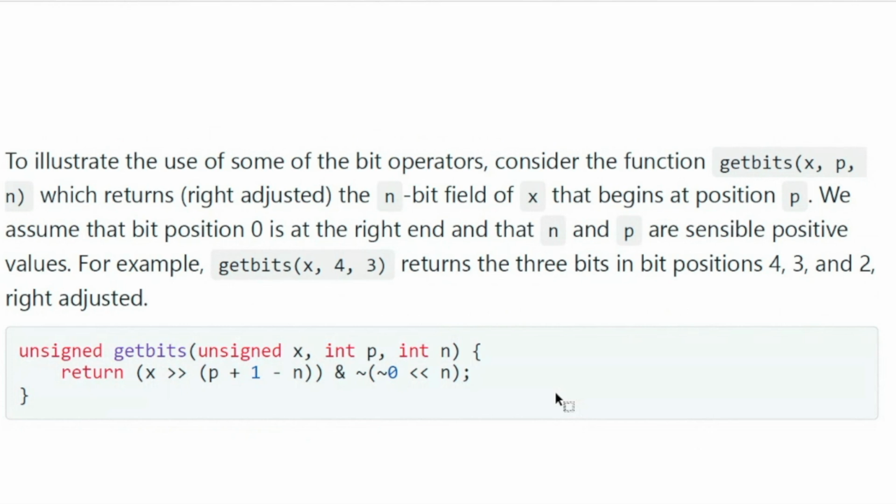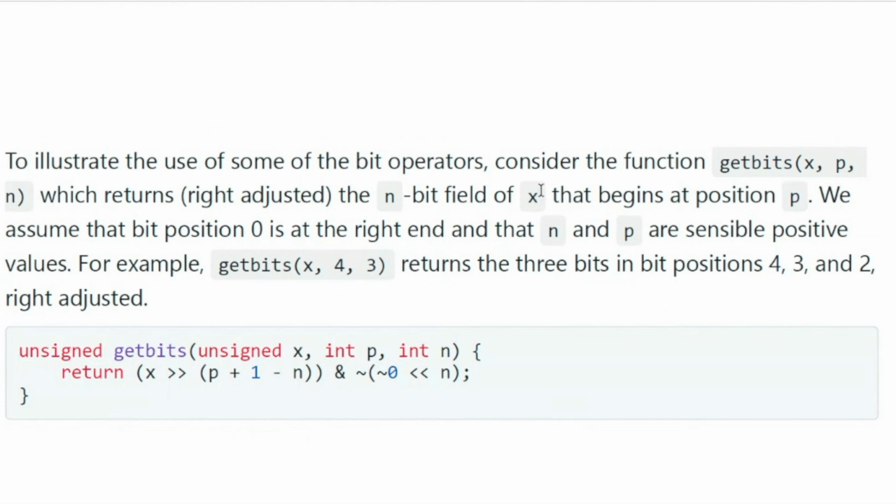The first example is we create a function called getbits. It has 3 inputs. The first one is the n-bit field of x. Let's say just 8 bits, for example. We want to return part of the bits inside this x value.